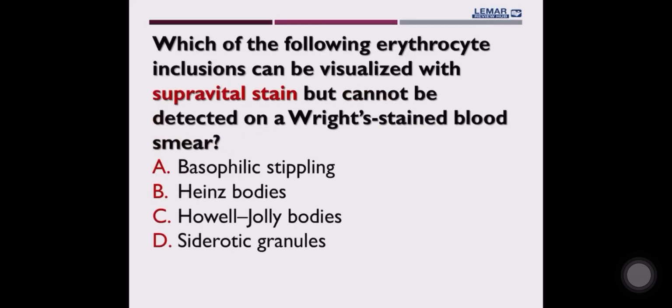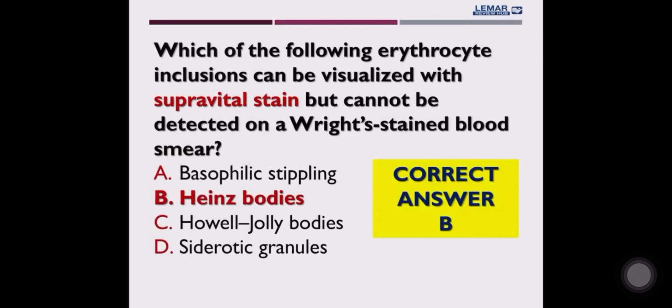Which of the following erythrocyte inclusion can be visualized with supravital stain but cannot be detected on Wright-stained blood smear? Basophilic stippling, Heinz, Howell-Jolly bodies, siderotic granules. Sana naalala nyo yung RHH: reticulum ng retics, Heinz, hemoglobin H, are visible only with the use of a supravital stain such as crystal violet.